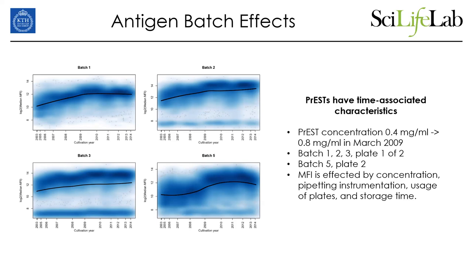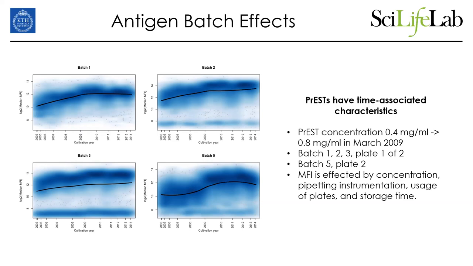And in batch number one, the one at the top to the left, you can see that the MFI increases between 2003 and 2009. And exactly why it increases, I'm not sure, but after 2009 to 2014 or whatever, when the last one was produced, the MFI is somewhat stable. And we think that might depend on the fact that between 2003 and 2009, the concentration of the fragment we got was 0.4 milligrams per milliliter, and then we diluted that 10 times to 0.04 when we print them. But after 2009, it's 0.8, and it seems that the higher concentration retains its quality much better over time.